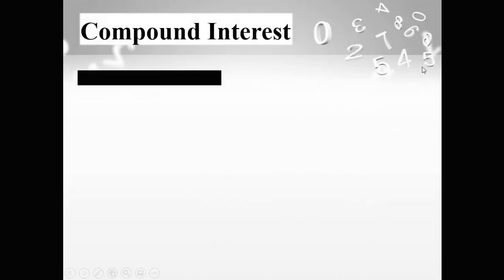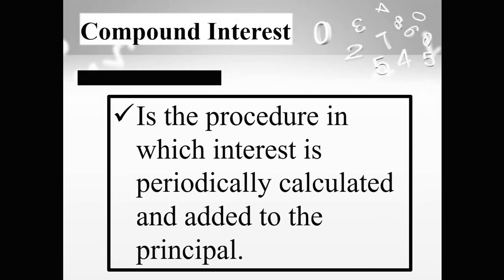So let's define compound interest. When we say compound interest, it is the procedure in which interest is periodically calculated and added to the principal. Unlike in simple interest, where the interest is added every year, annually, here in compound interest it is based on the period. Okay? It is based on the period. If it is annually, bi-monthly, monthly, quarterly, semi-annually.